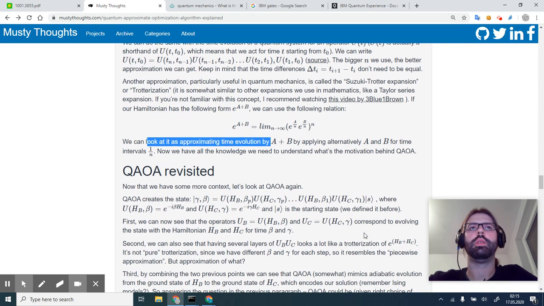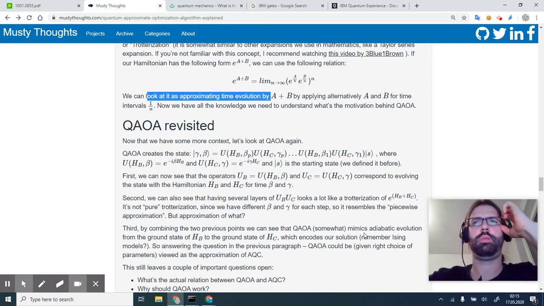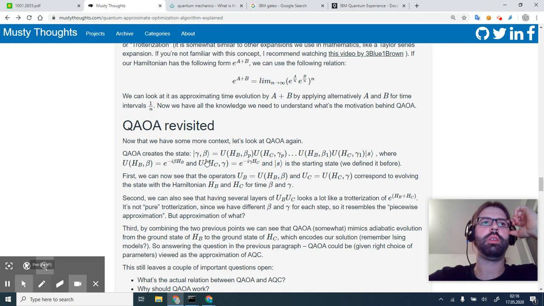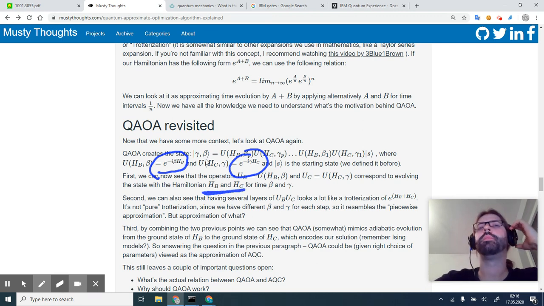Okay. So QAOA creates the state, where U_B(beta) is this guy here. So we've got these in here and we've got these in here. H_B and H_C for time. So these are the Hamiltonians. So we're evolving the system like that.